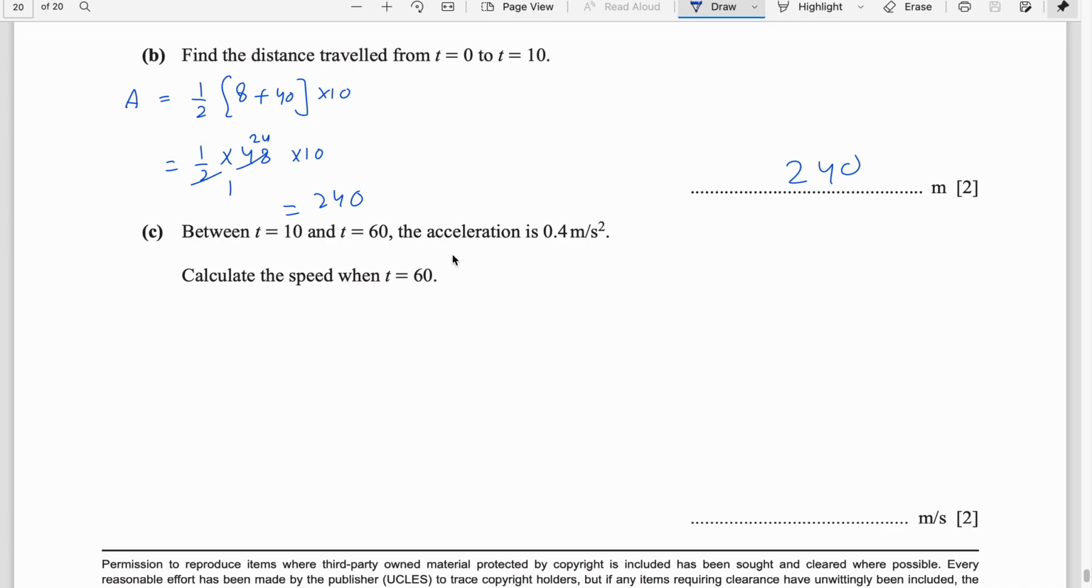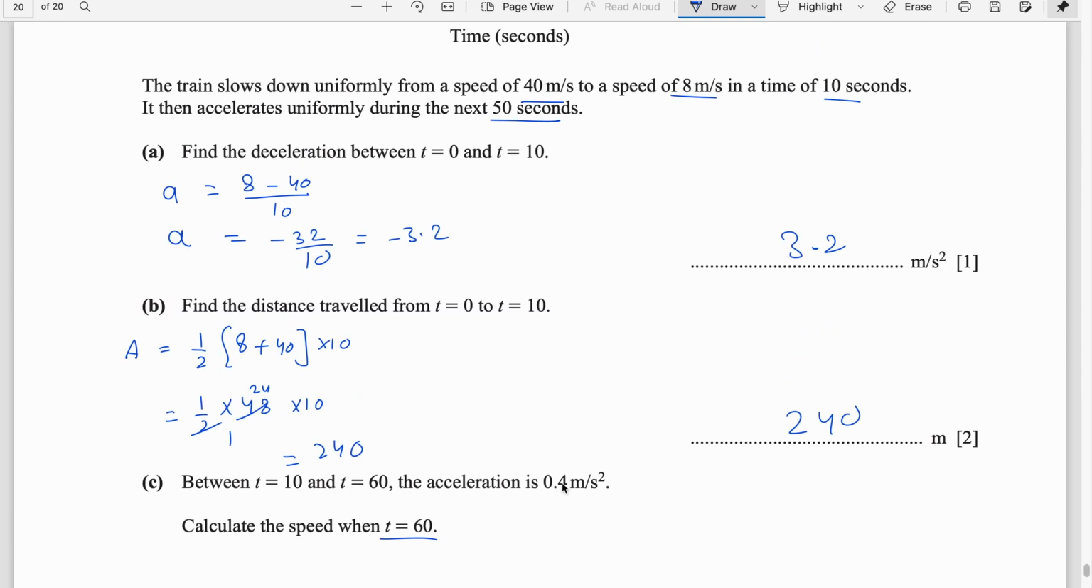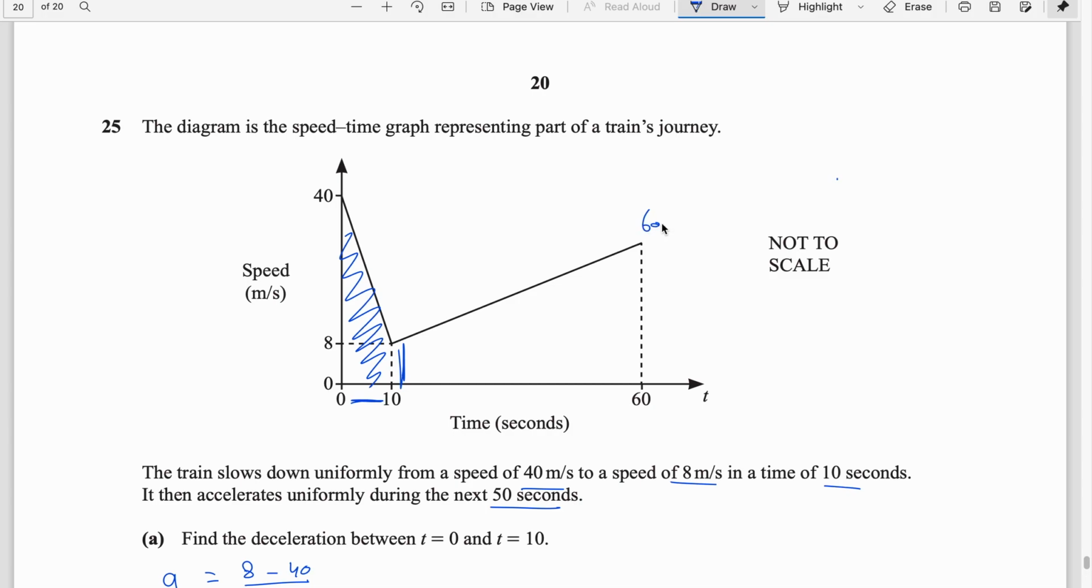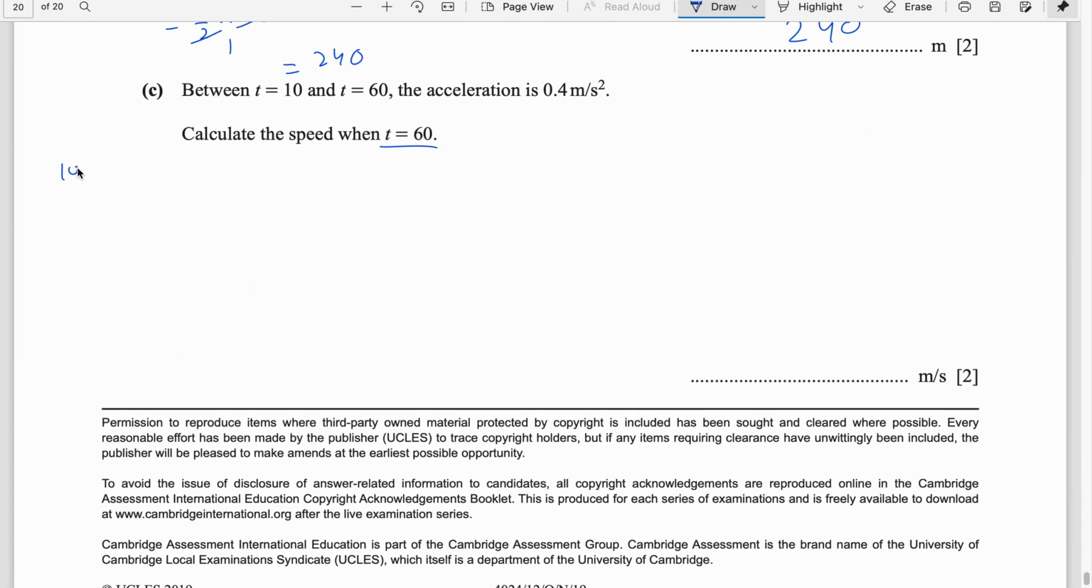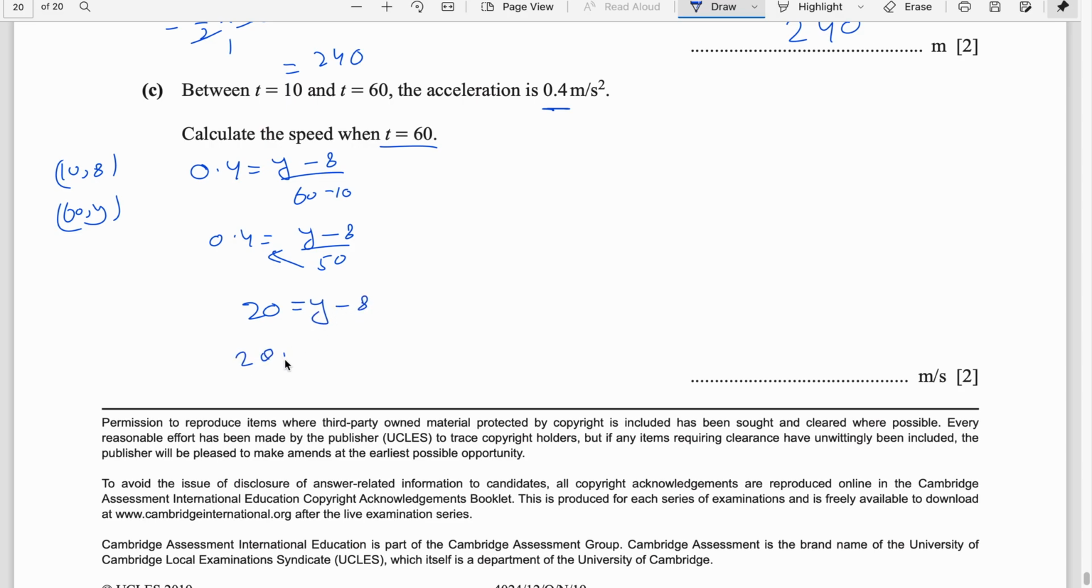Between t equal to 10 and 60, the acceleration is 0.4. Calculate the speed when t is equal to 60. So from 10 to 60 it is 0.4. Here there is the point (60, y), and this is (10, 8). Copying these two points, we already know the gradient, which is 0.4. So 0.4 is equal to (y2 minus y1) over (x2 minus x1), 0.4 equals (y minus 8) by 50. So 50 into 0.4 is 20, which is equal to y minus 8. 20 plus 8 is equal to y. 28 is equal to y. So the speed is 28.